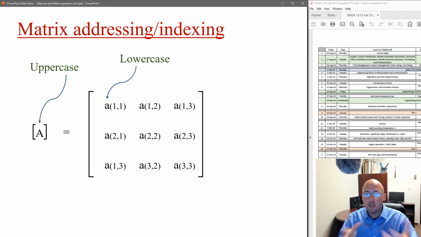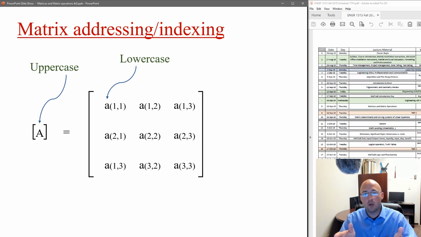I also usually show you, as a sort of cautionary tale, that some people like to use indices like this: A, open parentheses, 1, 1, close parentheses. Some people like to use an indexing scheme where there are no commas. Don't do that, ever. Like ever.